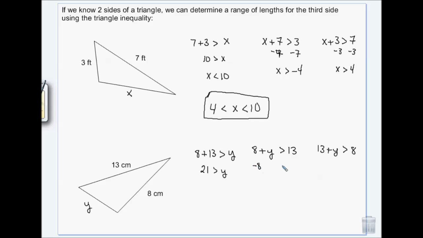If I subtract 8 from both sides here, I'm going to get 5. If I subtract 13, I'm going to get negative 5. But again, if I plug in any number between negative 5 and positive 5, so let's say I pick 3, it won't work anymore, because you can't have a negative distance. Even if I picked a positive number greater than negative 5, like 3, y has to be greater than 5 or it won't work. So you can't have a negative distance.